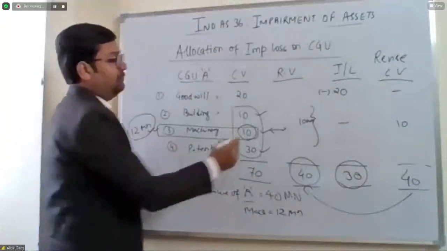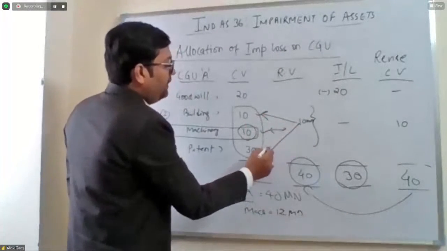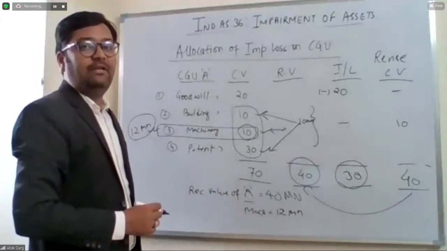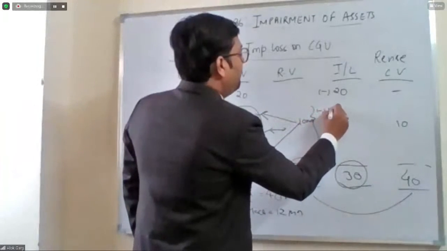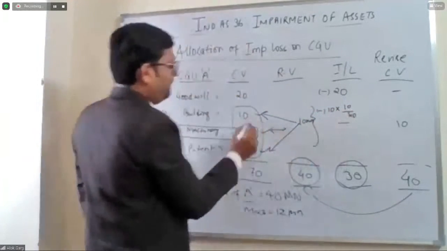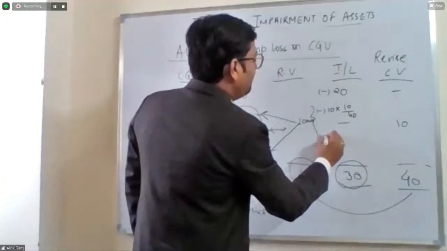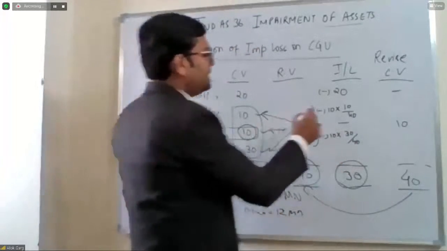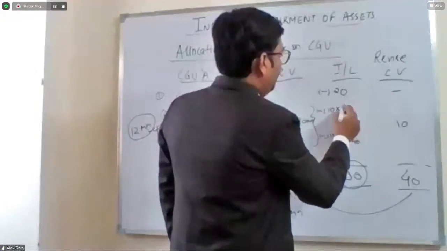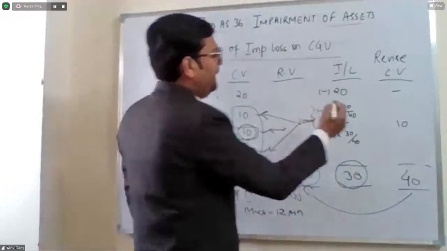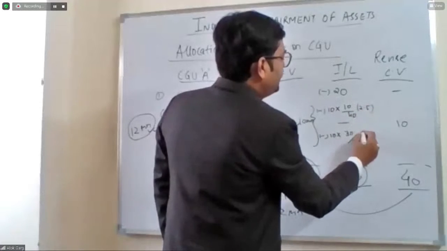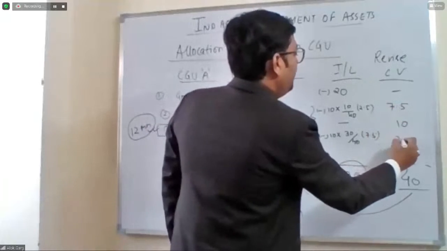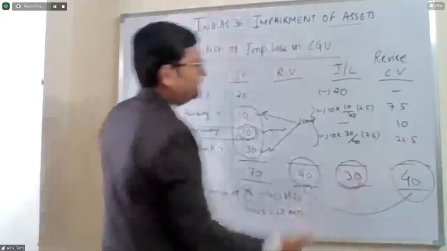Now the remaining 10 million has to be charged on building and on patent pro rata in the proportion of their carrying values. So what is the revised value of the building? Minus 10 multiplied by 10 by 40, since 10 plus 30 is 40. For patent, it is minus 10 multiplied by 30 by 40. So this is coming out at 2.5 and 7.5. So the revised value is 7.5 for the building and 22.5 for the patent, and the total will be 40.